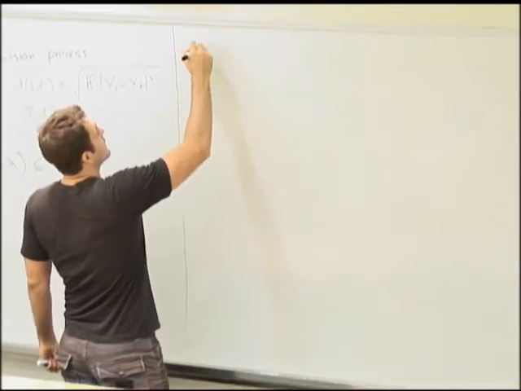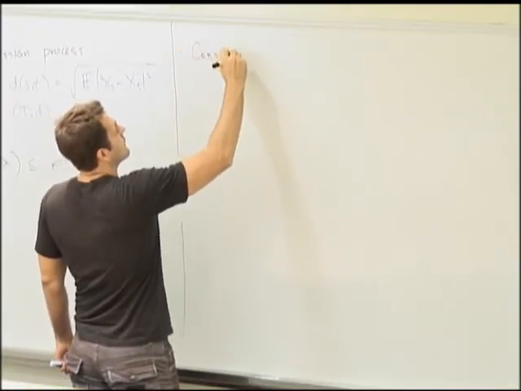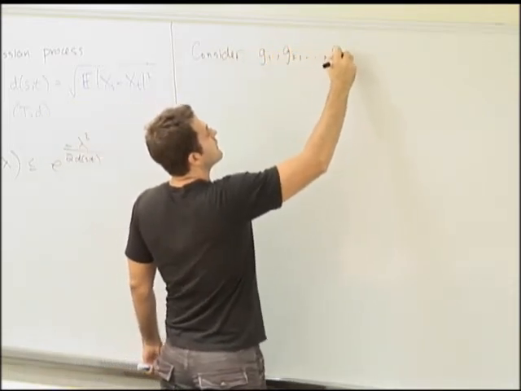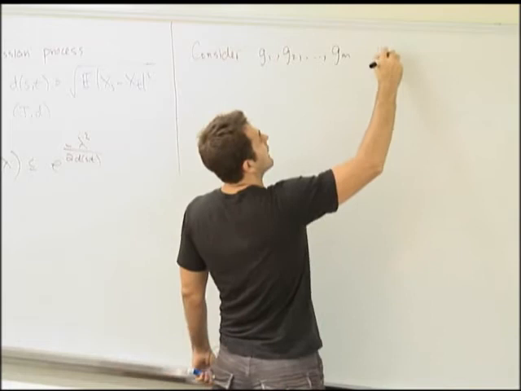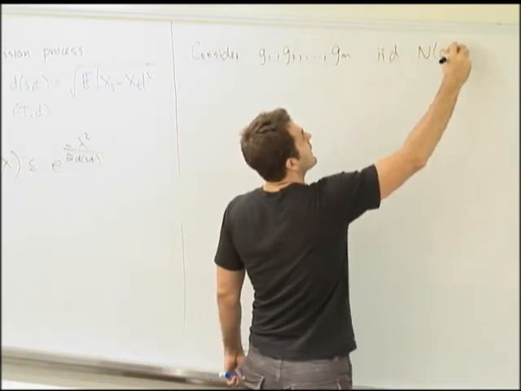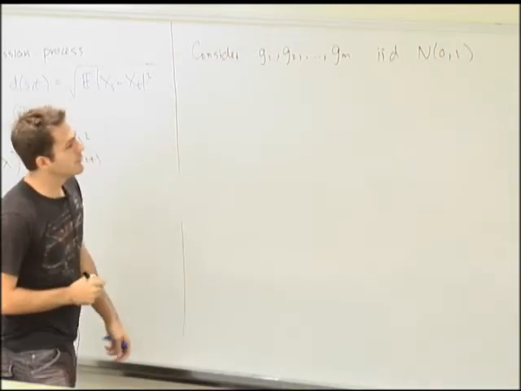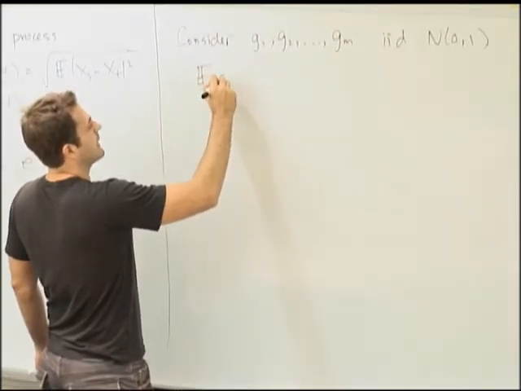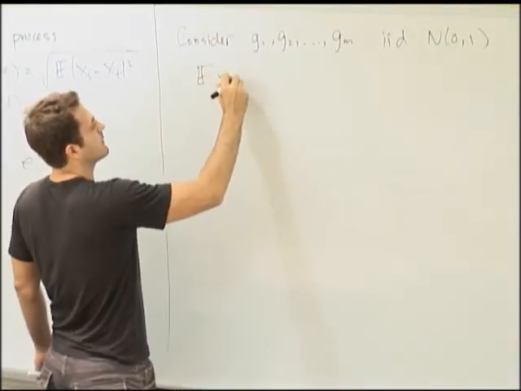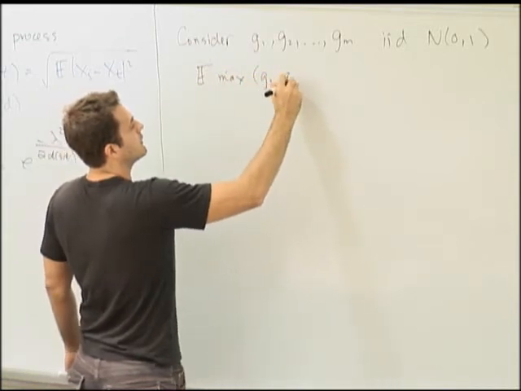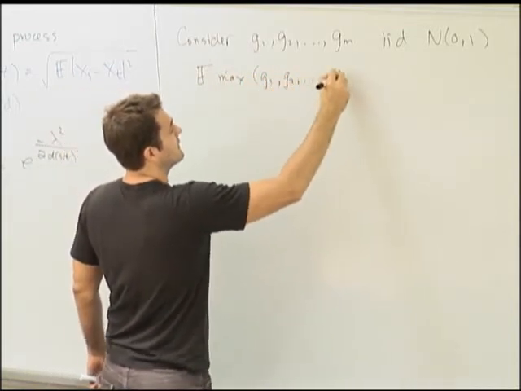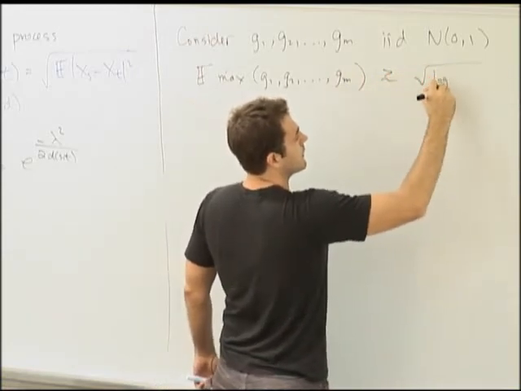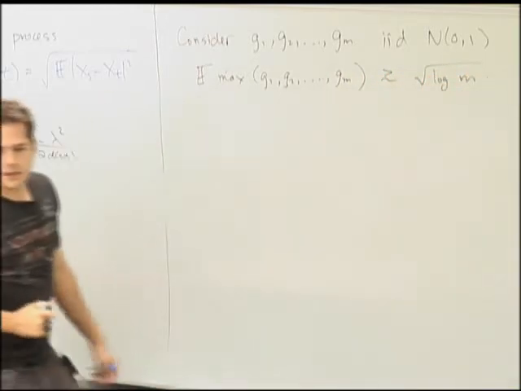Let's just consider G1, G2 up to Gm to be IID standard Gaussians, IID normal 0, 1 random variables. Then I will leave it as an exercise to see that in this case, the expected maximum of G1, G2 up to G sub m grows like square root log m. Okay? I'll leave it as an exercise.